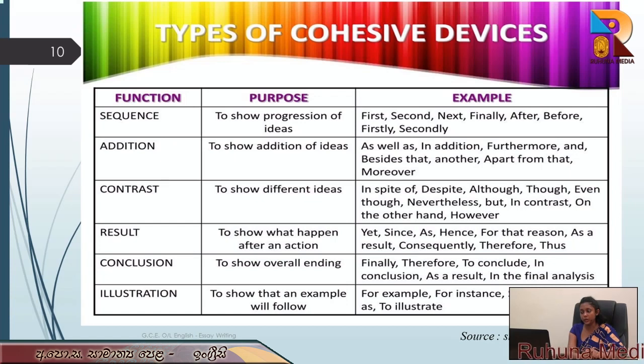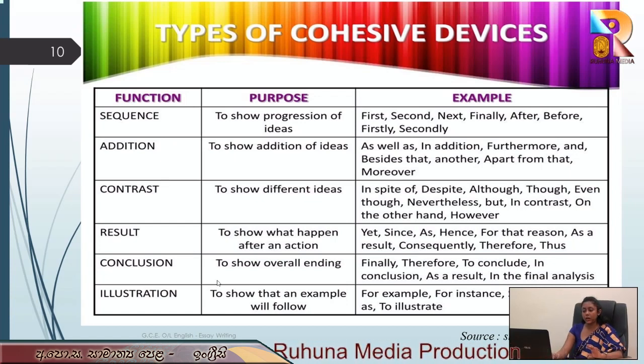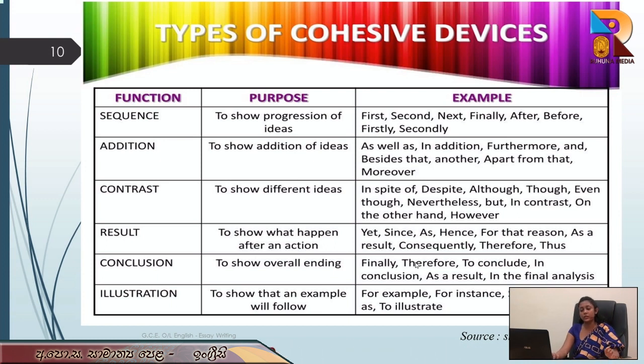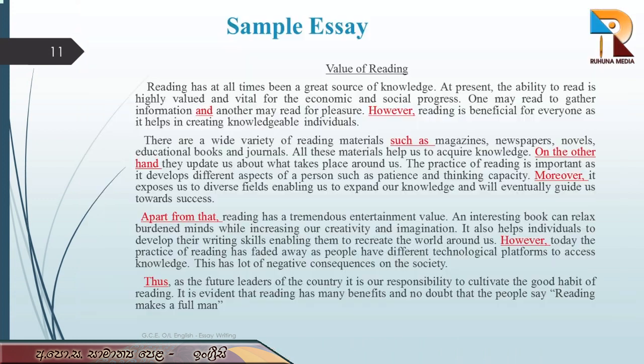And this chart shows the types of cohesive devices that we can use, right? Especially when writing the conclusion, you can use cohesive devices such as finally, therefore, to conclude. And when giving examples, right, you can use cohesive devices such as these, for example, for instance. So make sure that you use these things in order to connect your paragraphs and also to maintain the flow of your essay. So please go through this sample essay and see how these cohesive devices have been used, and also how the paragraphs are divided. You can pause the video, and also I have to tell you that I have highlighted and underlined the cohesive devices, so check how they have been utilized in the essay.